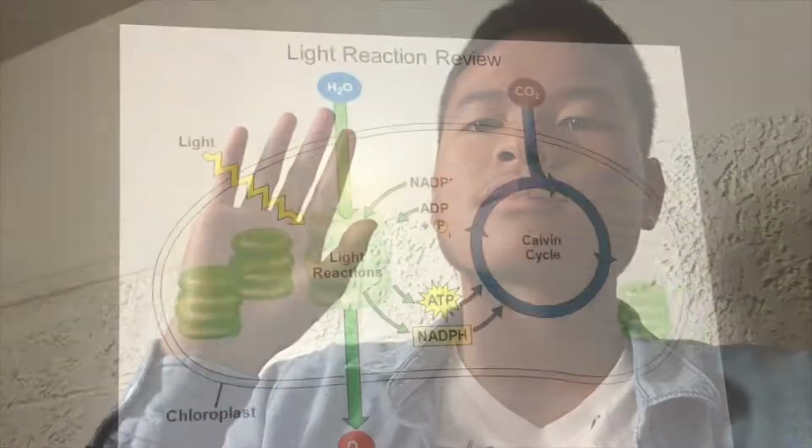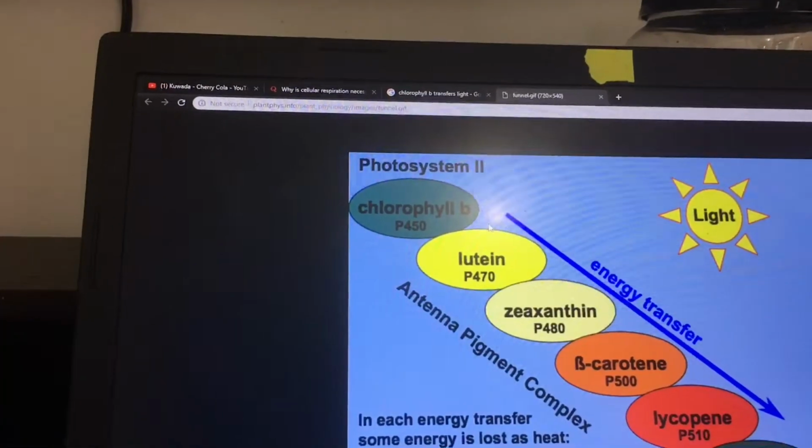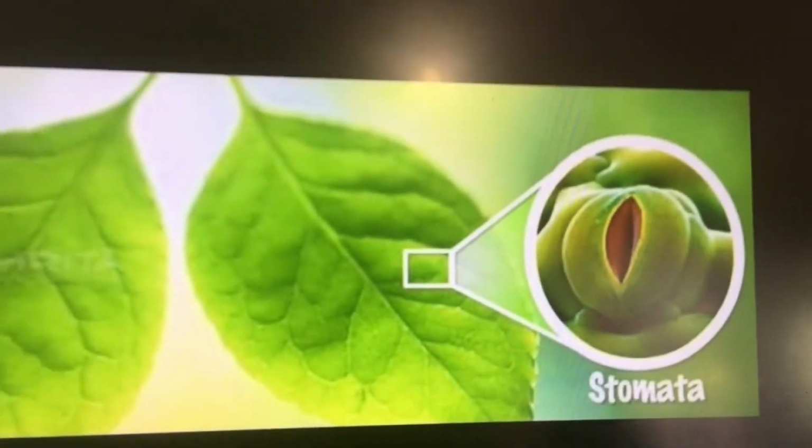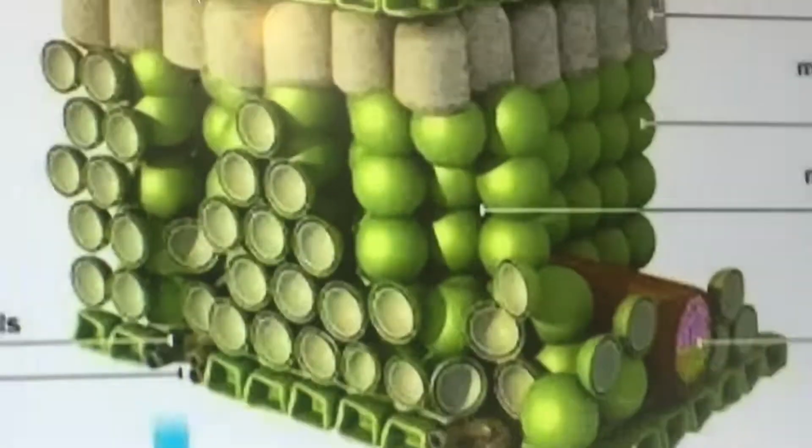Chlorophyll A is found in all plants. They participate in the light reactions. Chlorophyll B transfers light to chlorophyll A. Photosynthesis occurs in leaf stomata. It could also occur in mesophyll cells.